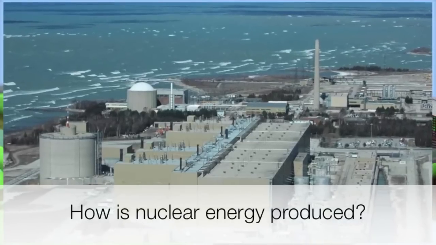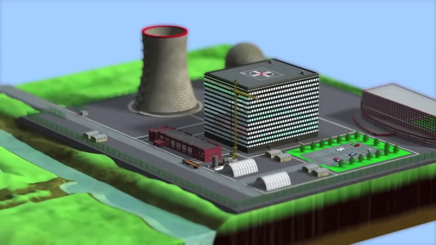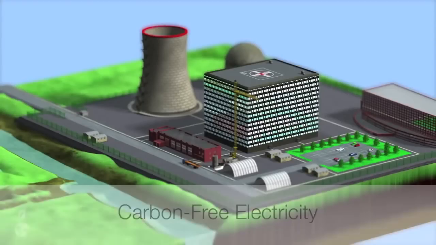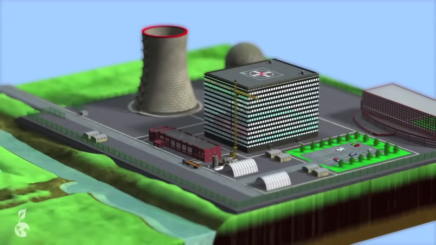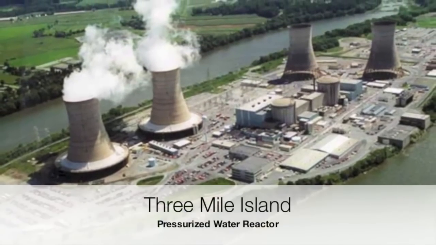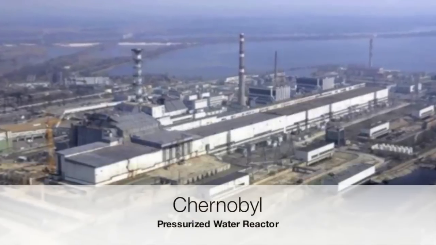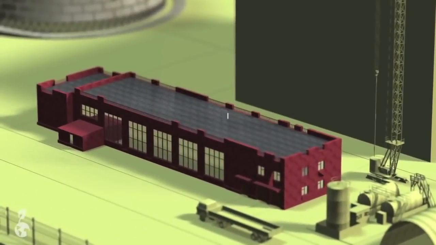We will start by discussing nuclear energy and how it is produced. Nuclear power plants generate carbon-free electricity from heat and steam generated from fuel rods in the nuclear reactor. In this video, we will take a look at pressurized water reactors like the ones found at 3 Mile Island and at Chernobyl. There are several components of a nuclear power plant.